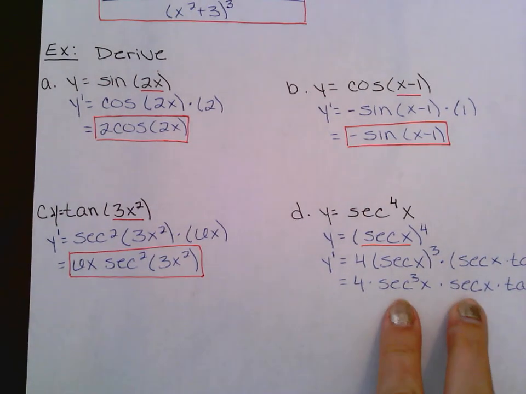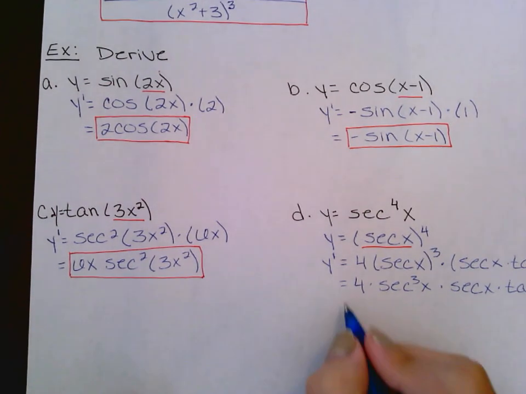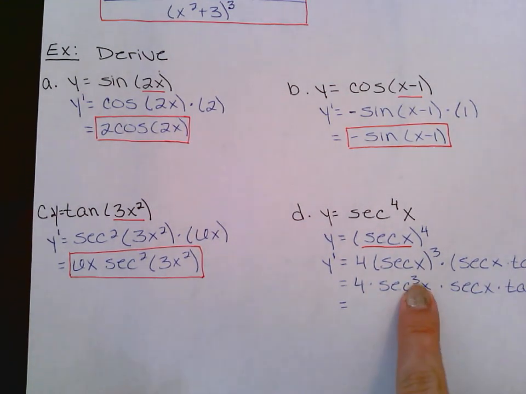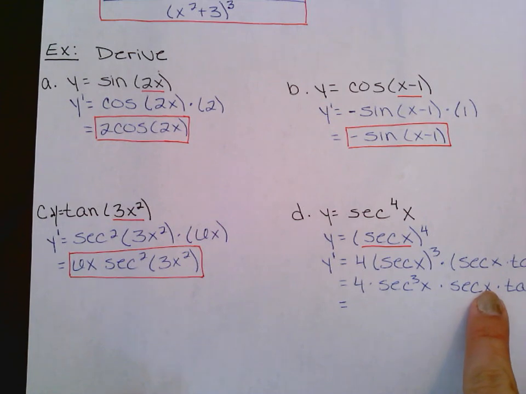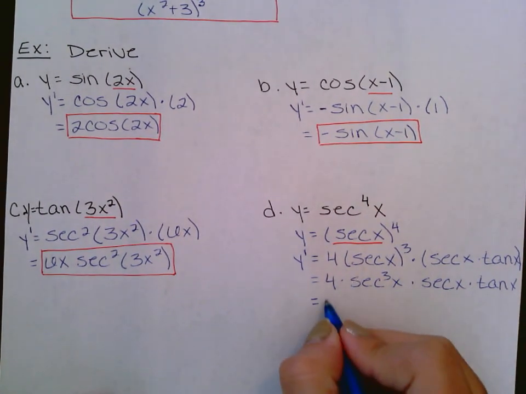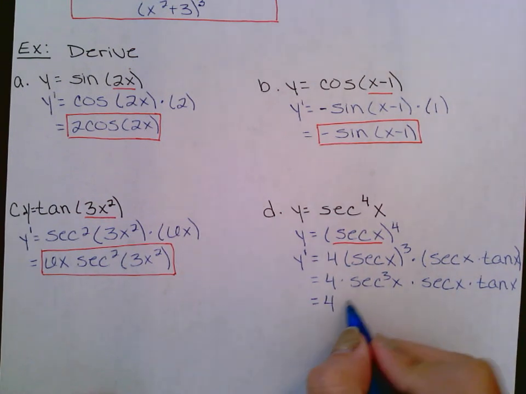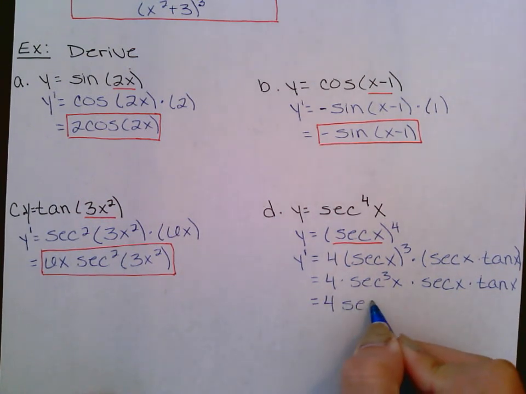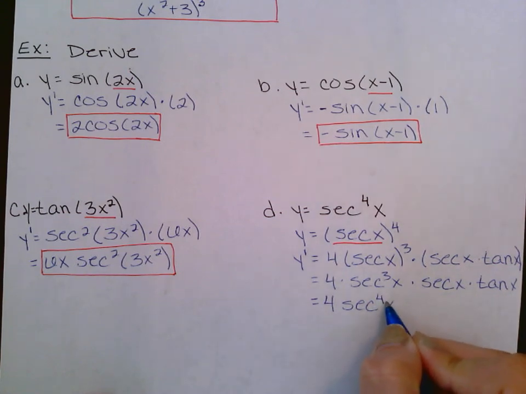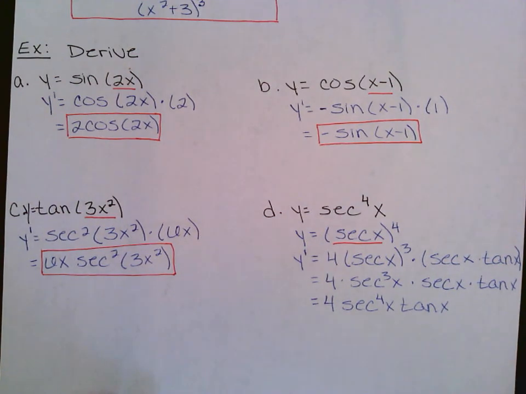Being that these two have the same base, I can combine them, write the base once, and add the exponents. This is to the 3rd power, this is to the 1st power. Oh, I just noticed you can't see the end. So we have 4, I'm going to say secant, there's 3 here, and there's 1 here, so it's to the 4th, times tangent of x. And that's the cleanest way you'll see that one, okay?